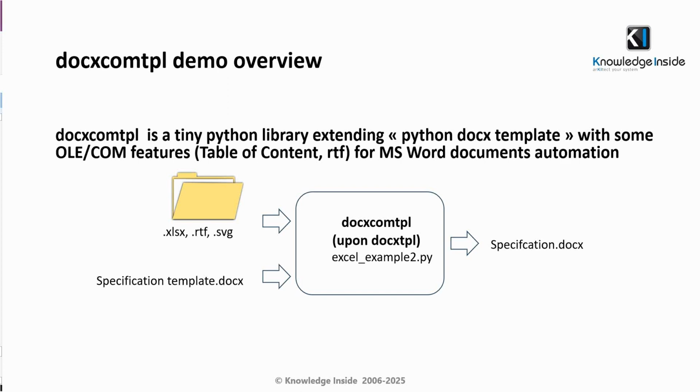This is docxcomtpl, a tiny extension of docxtpl, enabling ODECOM features for Word documents automation, and this is a demo. In this example, we are starting with 21 files in a directory: Excel spreadsheets, RTF with text and images, SVG graphics, and we'll combine them with a specification template to generate a technical document. Let me give you a taste of it.